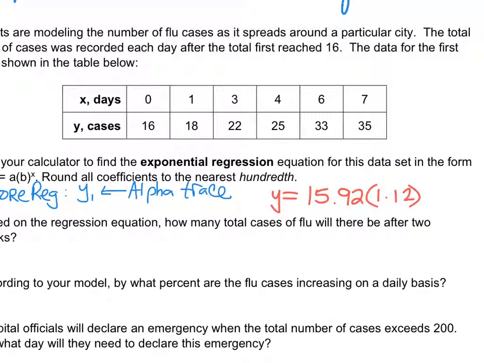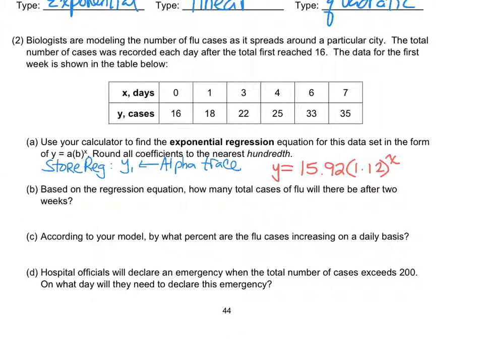Got it. Thank you. All right, so here's our model. 15.92 times 1.12 to the x power, because they give us the model at the top and then they tell us what the a and b values are. All right. Now, they don't actually ask us for the r value, but the r value here represents the correlation coefficient.